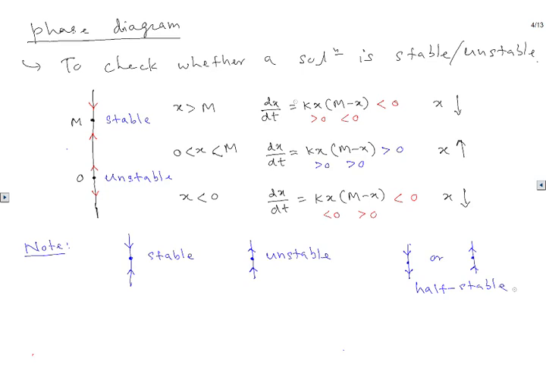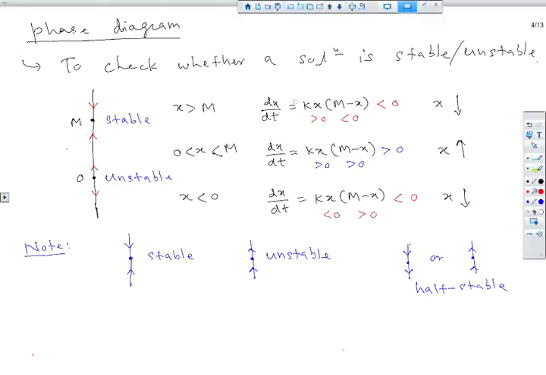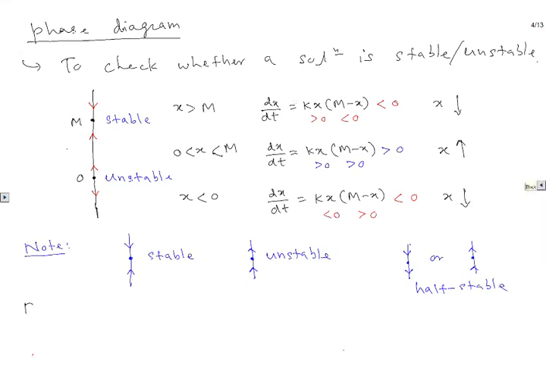Okay, so let's look at one more example. The next example, consider dx over dt equals 0.1 x (5 minus x), where k is 0.1 and we assume that this is positive, so that's good. This is a part of a logistic equation. This is one of the special cases of a logistic equation.